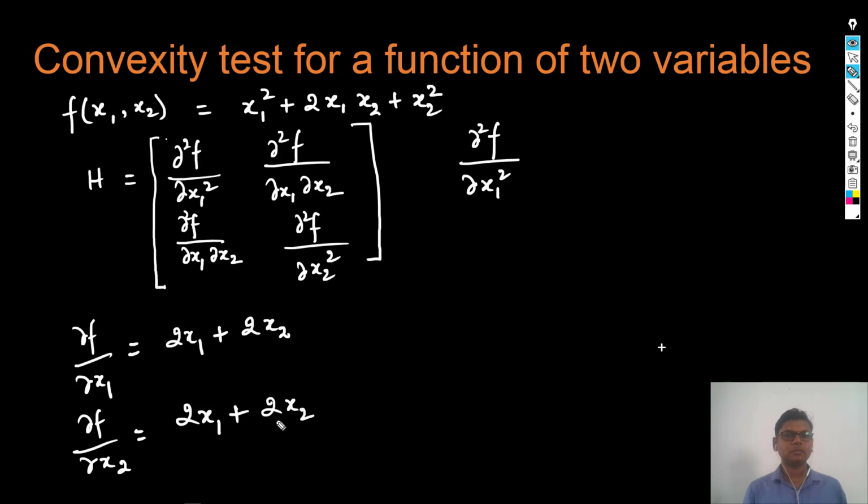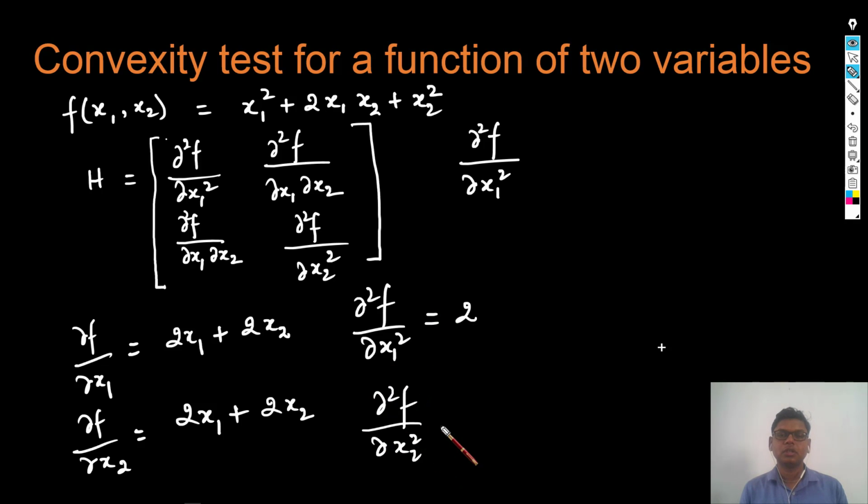Now we will calculate del 2 f upon del x1 square. Again you have to differentiate this with respect to x1. Here we have the x1 term, so this will be 2, plus this is not having any x1 term, so it will be 0. Now for del 2 f upon del x2 square, check it here: the x2 term is not there, so it will be 0 plus this is 2.